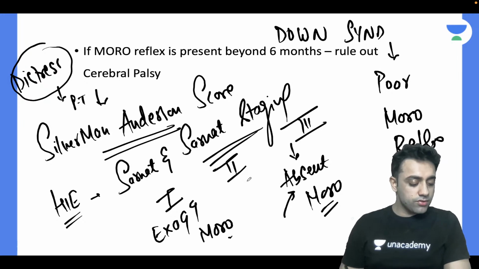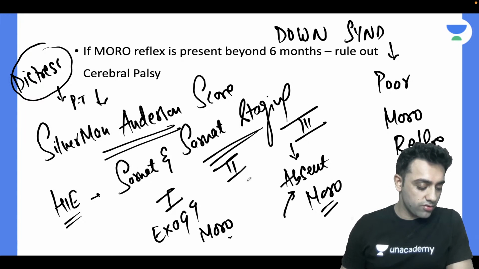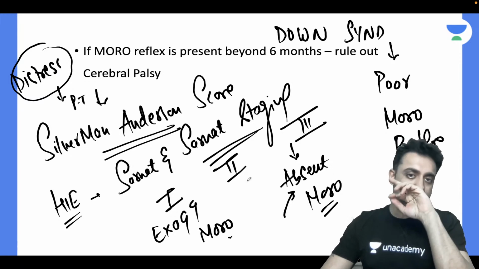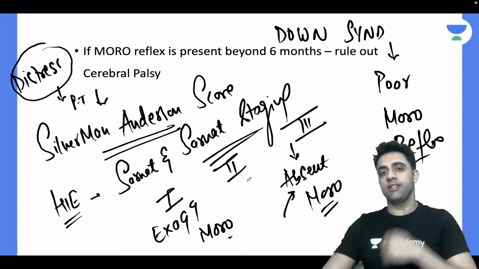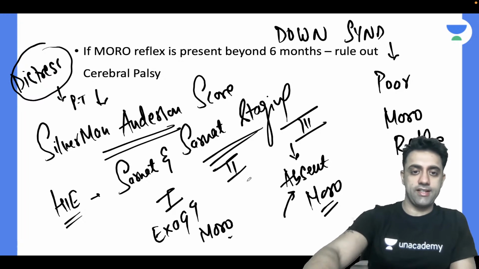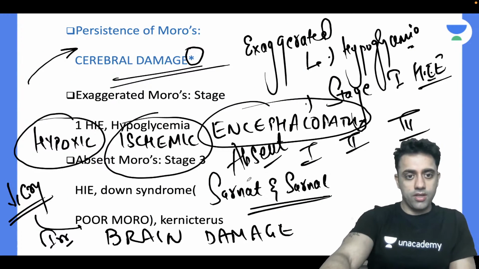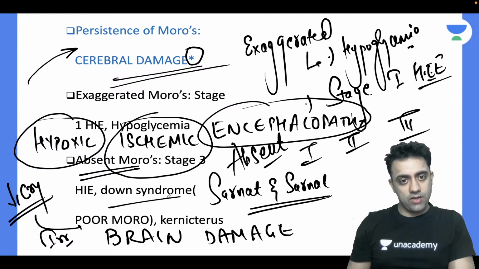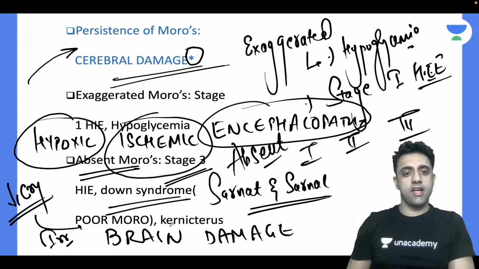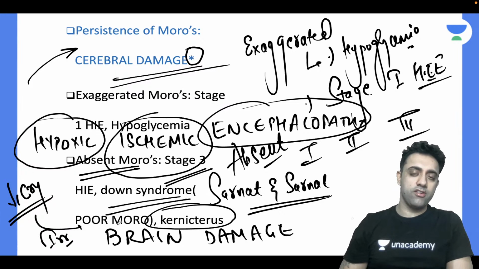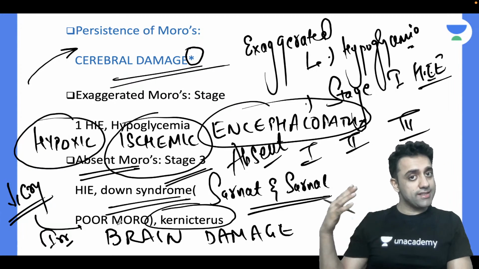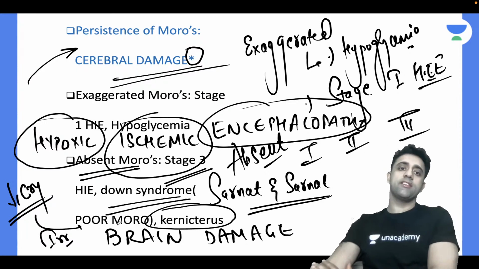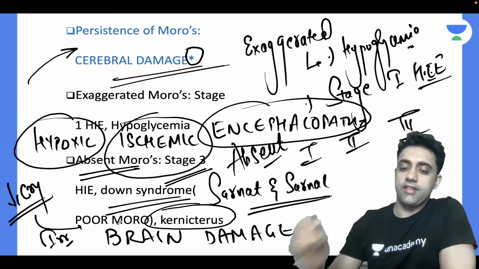Very good. So for necrotizing enterocolitis, the staging is modified Bell staging, not just Bell's. Done. Absent Moro reflex you see in Down syndrome, in stage 3 HIE, and also in kernicterus. Once the jaundice has crossed the blood-brain barrier, it can cause kernicterus in a child. So that finishes this part.